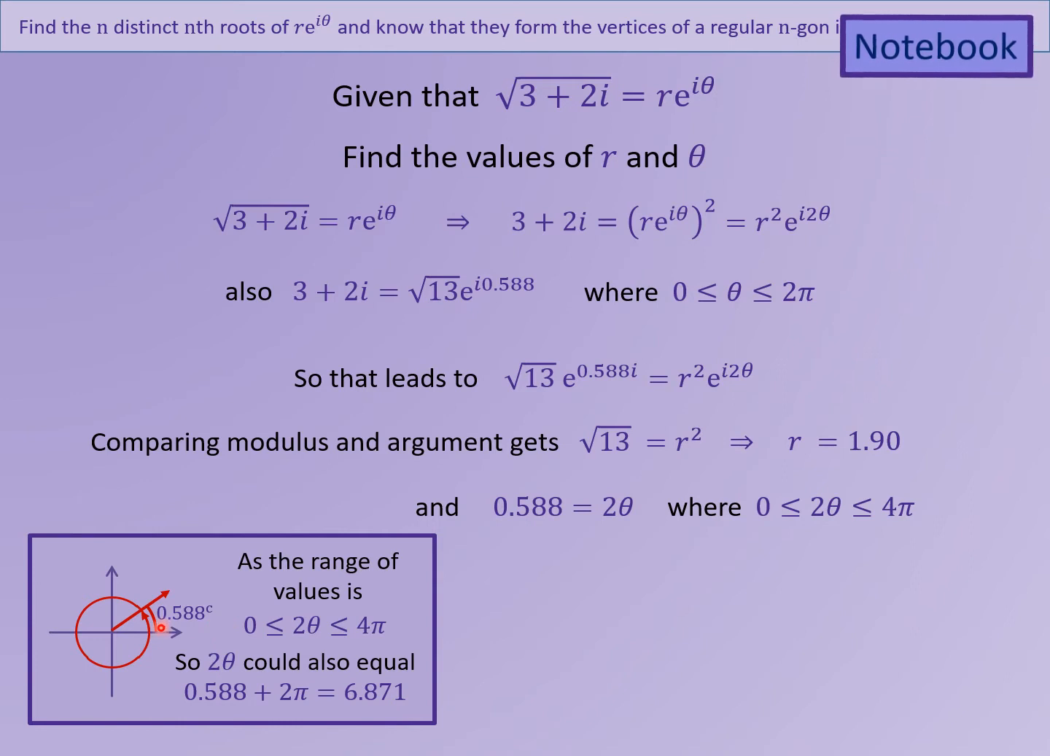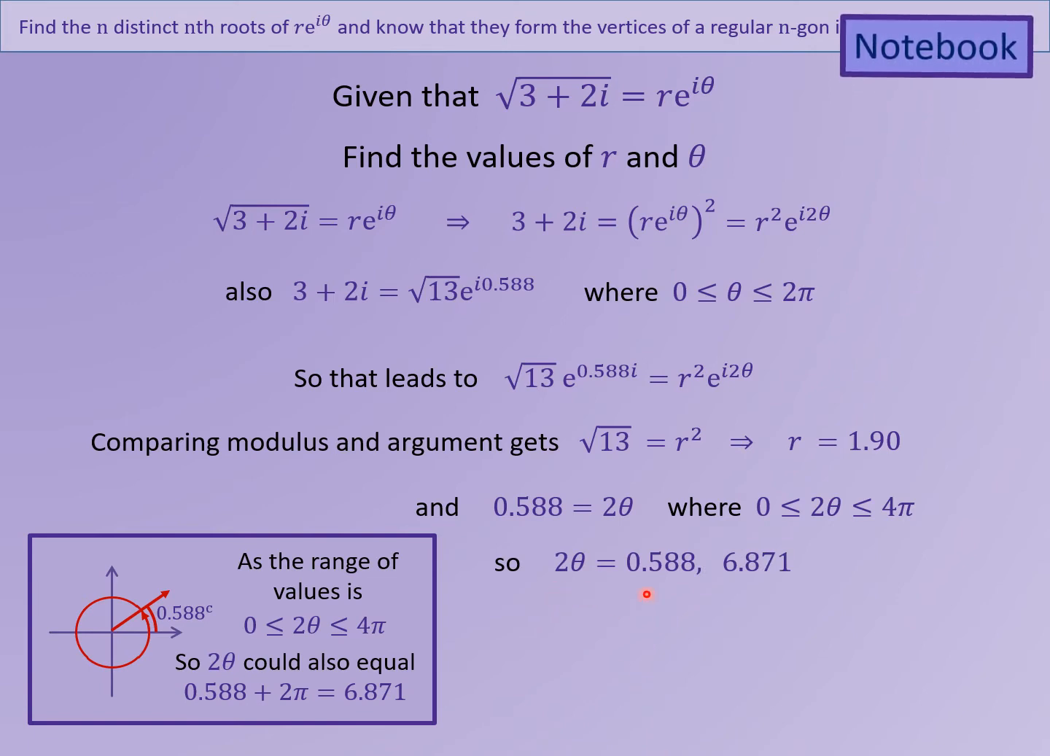6.871 as your 2 theta value is exactly the same as 0.588. All you've done with 6.871 is gone all the way round to get 2 pi, which is just a bit over 6, plus this extra bit of 0.588, which is where you've got that from. Now, both of those answers are exactly the same. And when you square root it, that's why you're going to get that going back to this sort of answer just here.